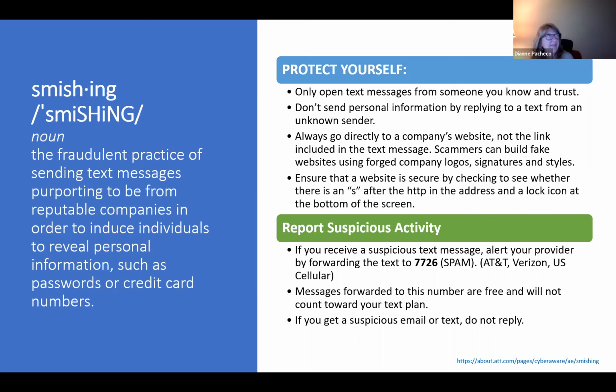One of the things that you can do if you get a text message that you believe is fraudulent, and it doesn't matter if you're AT&T or Verizon or US Cellular, they all use the same spam fraud alert: you can take that message and forward it to 7726. If you look at the numbers on your phone, it spells SPAM. There are no charges associated with reporting those potentially fraudulent text messages, and I would encourage you to report those.